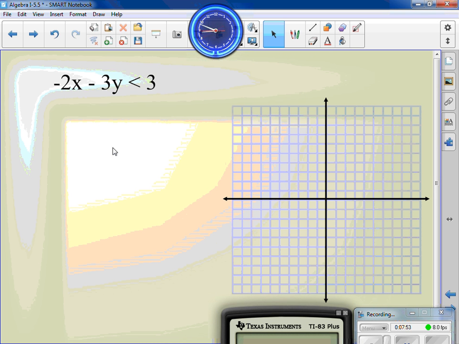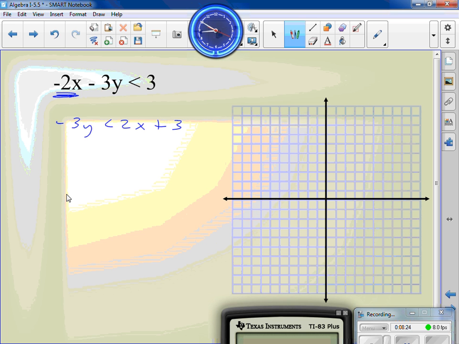What's wrong with this one? It's not in order. It needs rearranged. So rearrange it first. What do I have to do first? Can't divide by 3 yet. Add 2x over. So I'm going to move this 2x from this side to the other side. Negative 3y is less than 2x plus 3. I move the negative 2x to the other side.